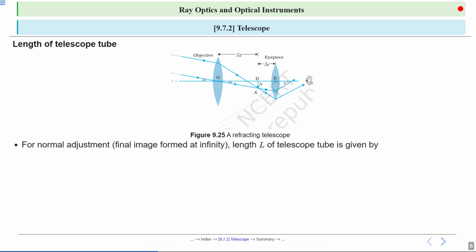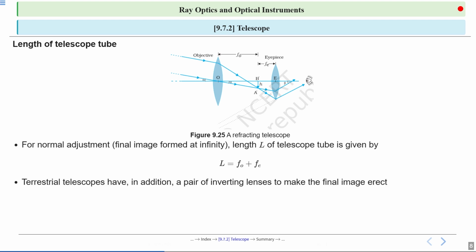Now let's discuss the length of the telescope tube. For normal adjustments, where the final image is formed at infinity, the length of the telescope tube, denoted as L, is crucial. This setup ensures that the telescope is optimized for viewing distant objects. The formula for the length of the telescope tube is L equals f0 plus fe. Here f0 is the focal length of the objective lens and fe is the focal length of the eyepiece. Understanding this formula is key to calculating the necessary tube length for clear images.